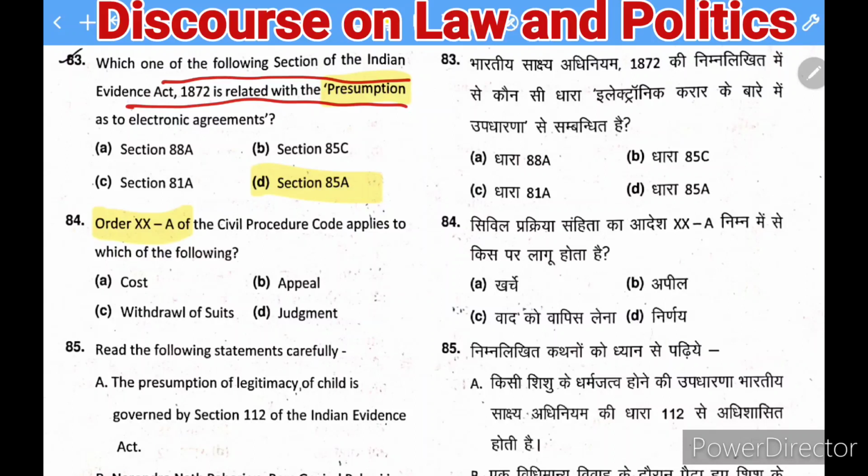Order 20A of the CPC applies to which one of the following? The options given are cost, appeal, withdrawal of suits and judgment. And the right answer of this question, which I am going to highlight, is the cost. It is the correct one.